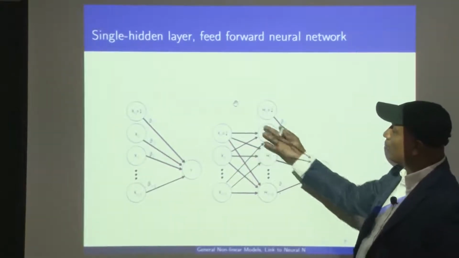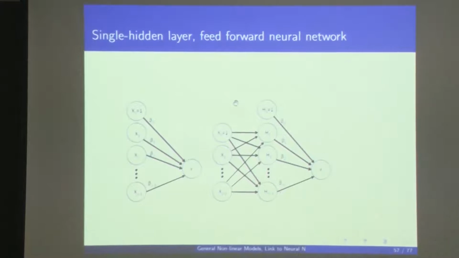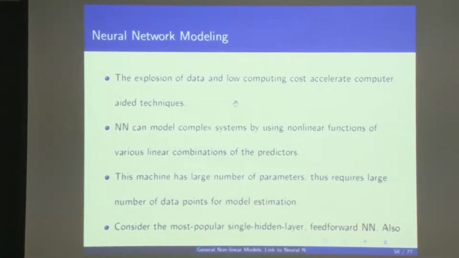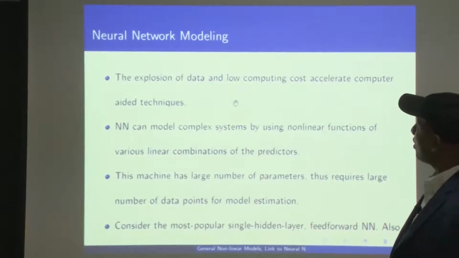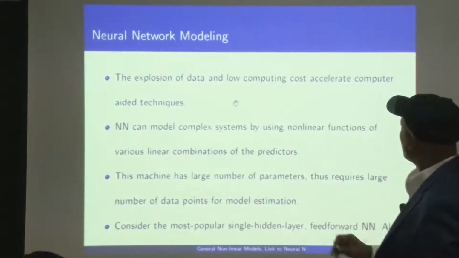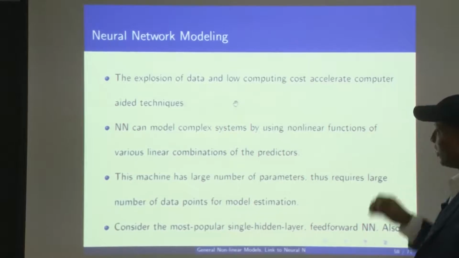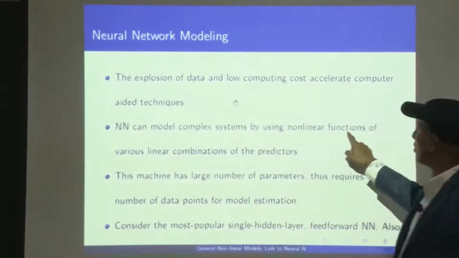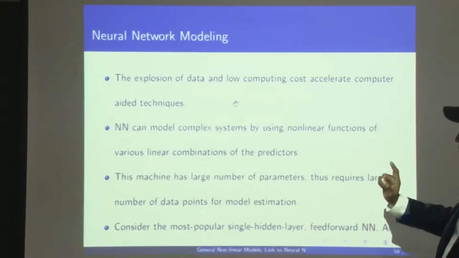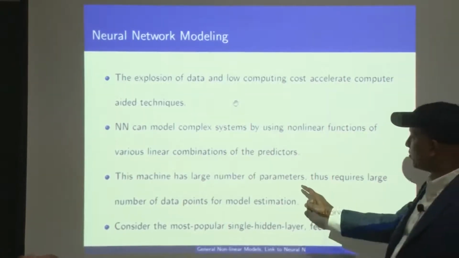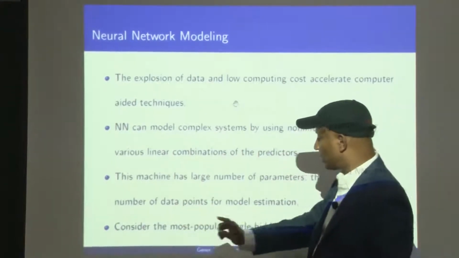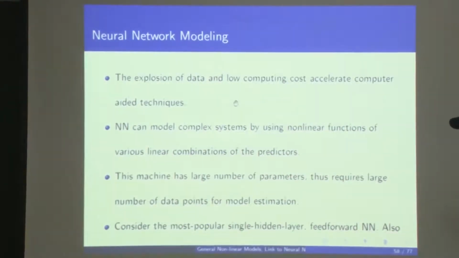So now if I try to model this whole thing, how will it go? A couple of remarks. The explosion of data and low computing cost accelerate computer-aided techniques. That's fine. A neural net can model a complex system by using nonlinear functions of various linear combinations of the predictors. This machine has a large number of parameters, thus it requires a large data set. It is very, very important, otherwise it cannot work.